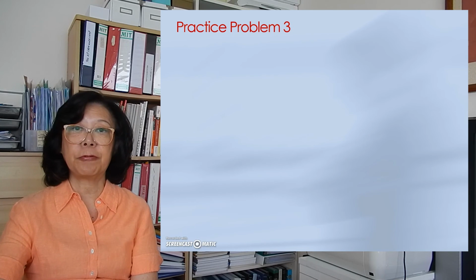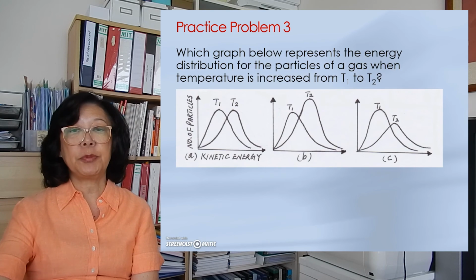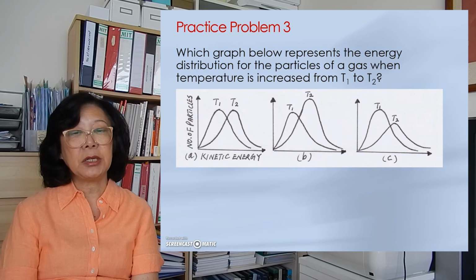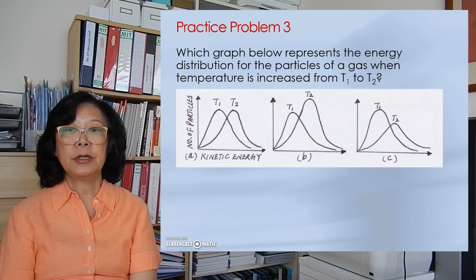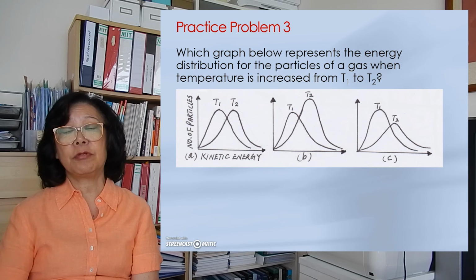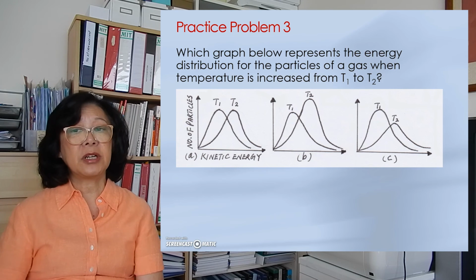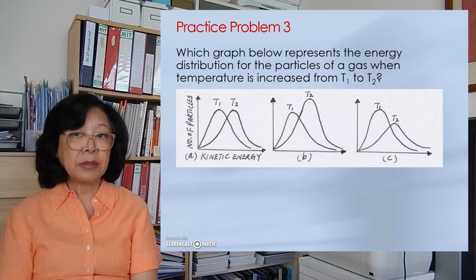Practice problem number 3. Which graph below represents the energy distribution for the particles of a gas when temperature is increased from T1 to T2? Now, at higher temperature, there's greater kinetic energy. So the average kinetic energy would tend to increase, and there's also a wider spread of the molecules. Therefore, I would pick C.